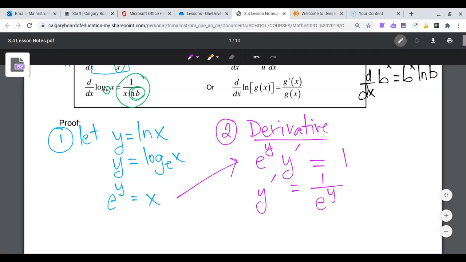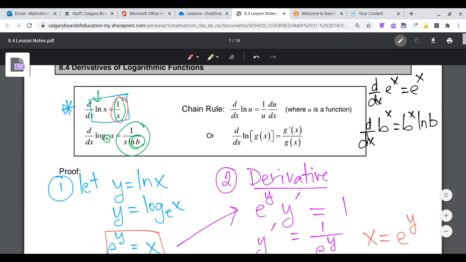So we get 1 over e to the power of y. But what do I know about this? I know that x is equal to e to the power of y. So by substitution, then y prime is 1 on x, which is the derivative that you are given up here in your box. All right, so again, you could give it a try with this one as well, where the base is b, and you would have to use this little piece of information about knowing the derivative of b to the x or b to the y or whatever.